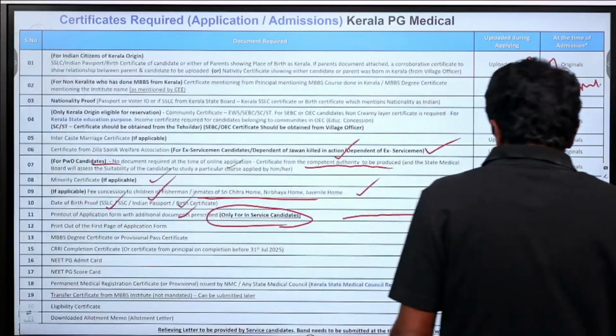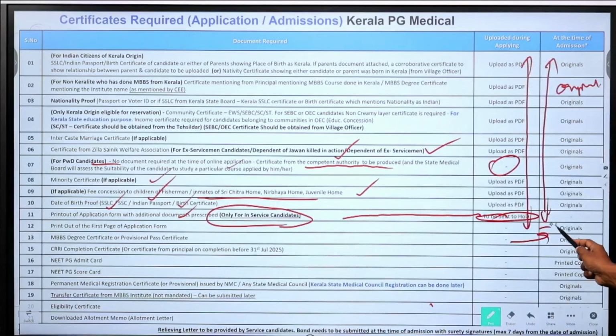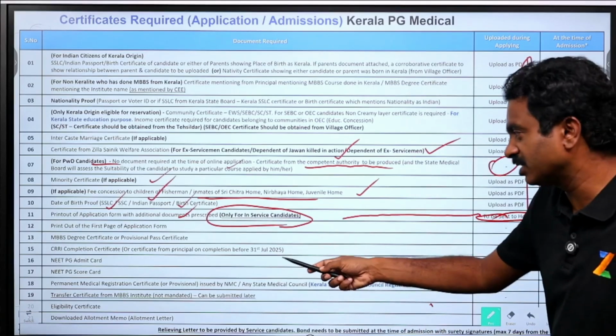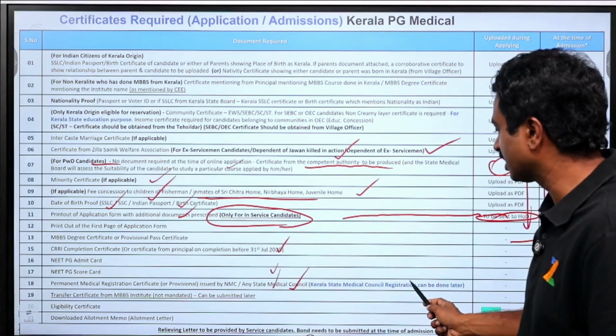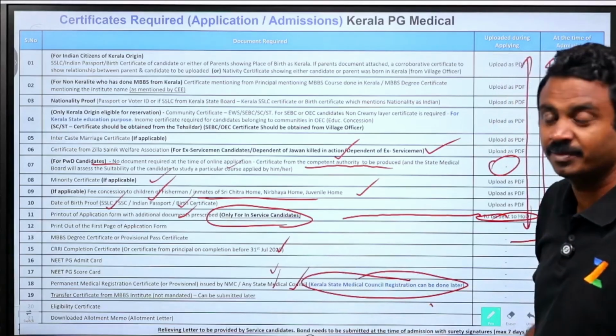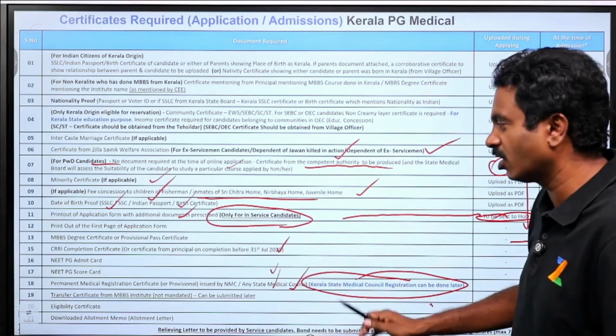MBBS degree or provisional pass certificate, printout of the first page of the application form, CRRI completion certificate, NEET PG admit card and score card, and permanent medical registration, etc. That will be asked at a later point in time. Currently, you will just fill in details from this, but not beyond that.